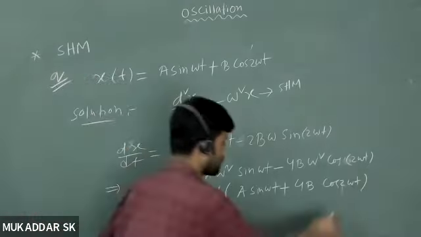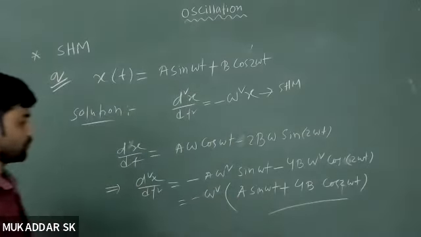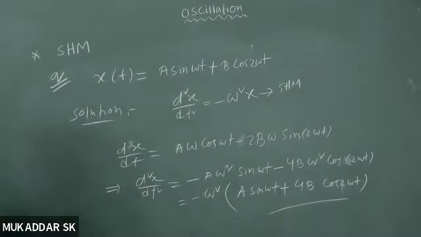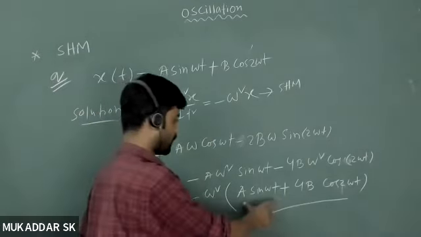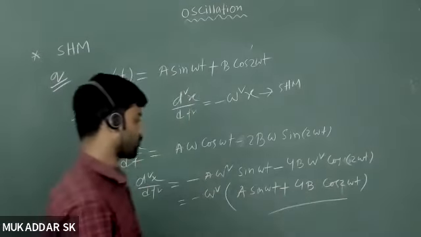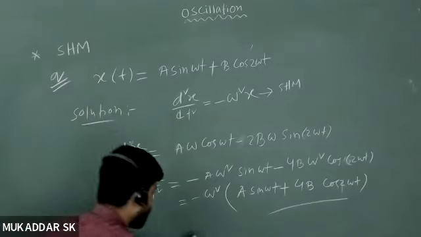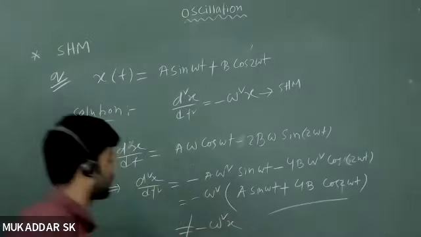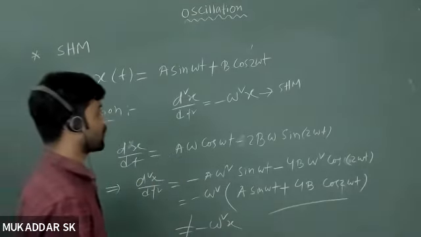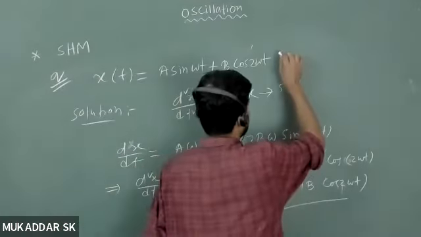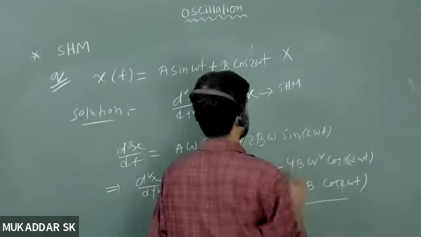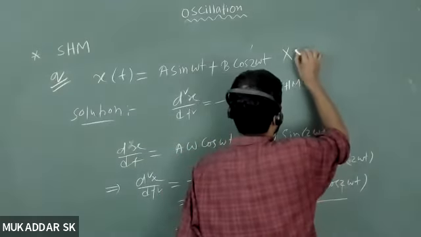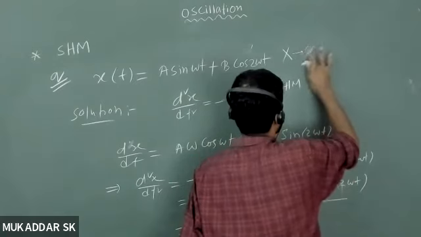Right? So this is not x, right? This is not x because x is nothing but a sine omega t plus b cos twice omega t. So this you cannot write like minus omega square x. So that's why this equation will not represent simple harmonic motion. Not simple harmonic motion. Okay.